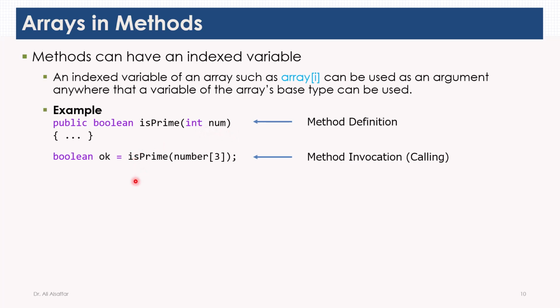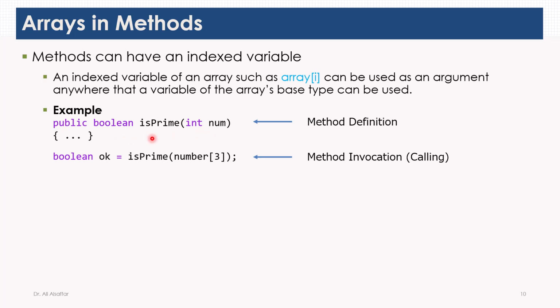Here is an example. Suppose we have a definition for a method that returns Boolean, the name is isPrime, and the input parameter is an integer called num. So this is the method definition. And by the way, the definition for arguments is called formal parameters. So num is in fact a formal parameter.